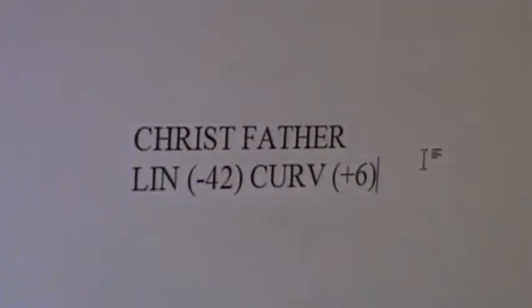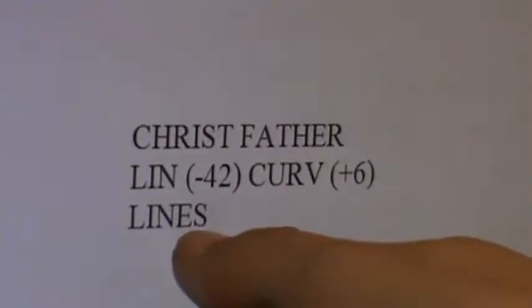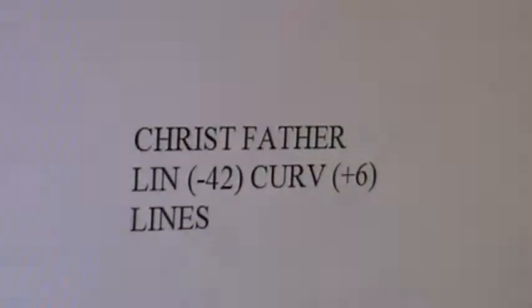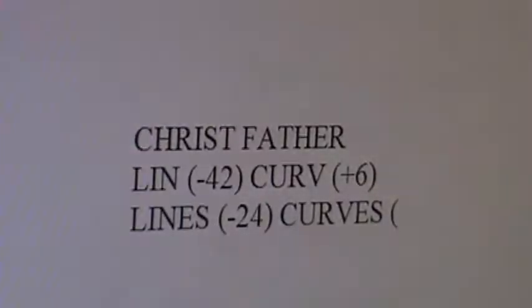Okay, and then what's glaring to me is that when you pluralize and talk about lines, now you've just added a multiple of 6 of 24. So now lines becomes minus 24 from Jesus. Curves is now going to come plus 18, or plus 30 from Father. See that? Because the ES adds 24 perfectly.